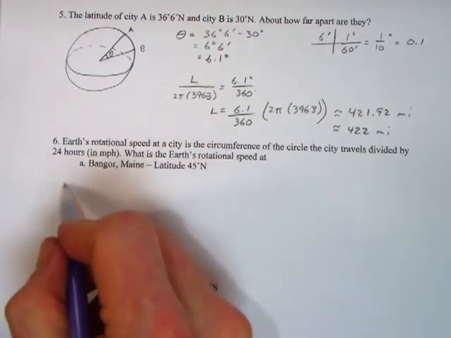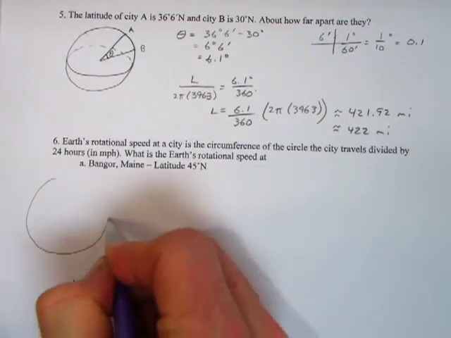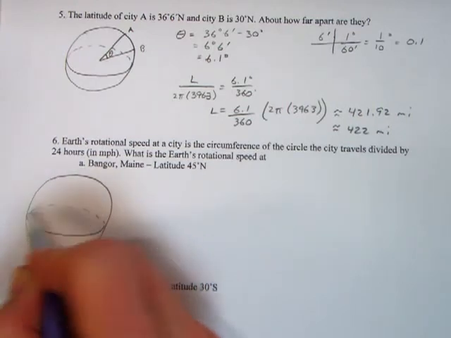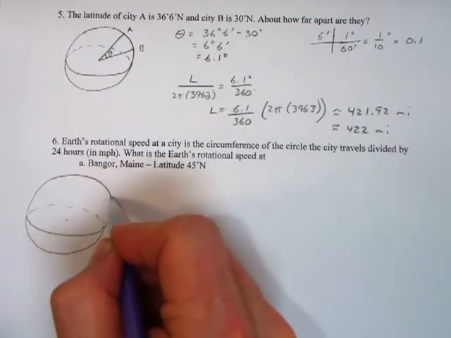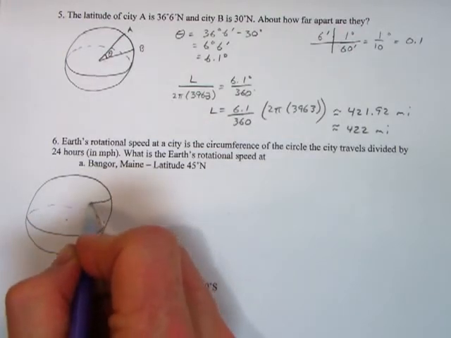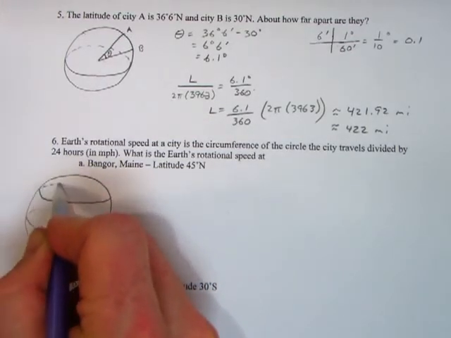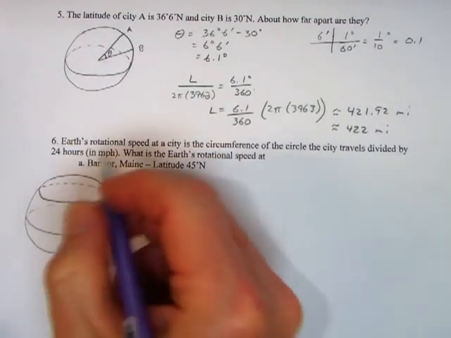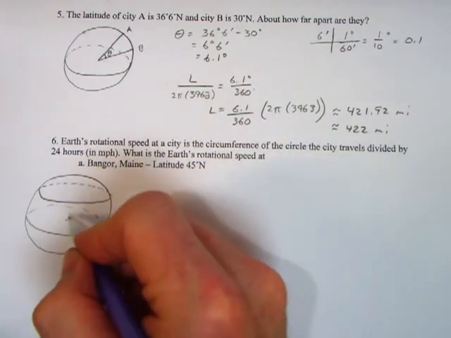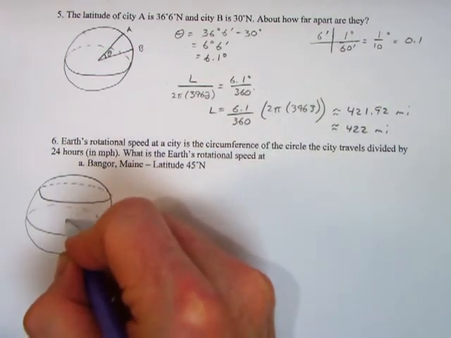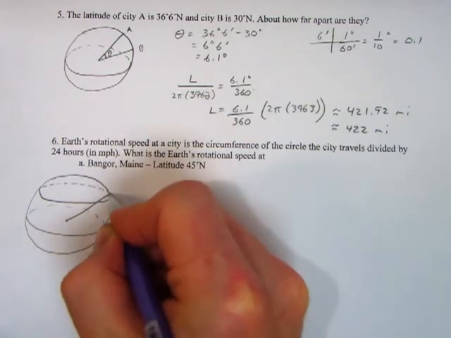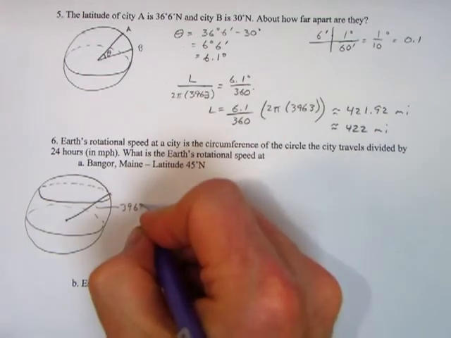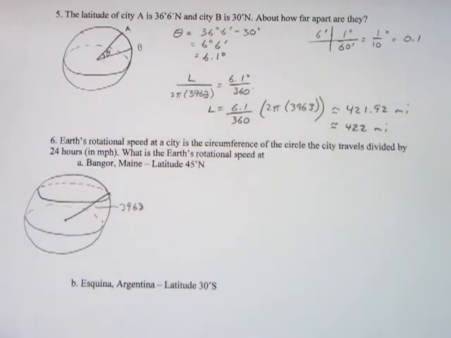If I set my picture up again, and I go from the center, I go up to 45 degrees, this is traveling at the circle that it's on, just going around here. Now I know that the distance from the center to that point is going to be 3963. That's the radius of the Earth, approximately.